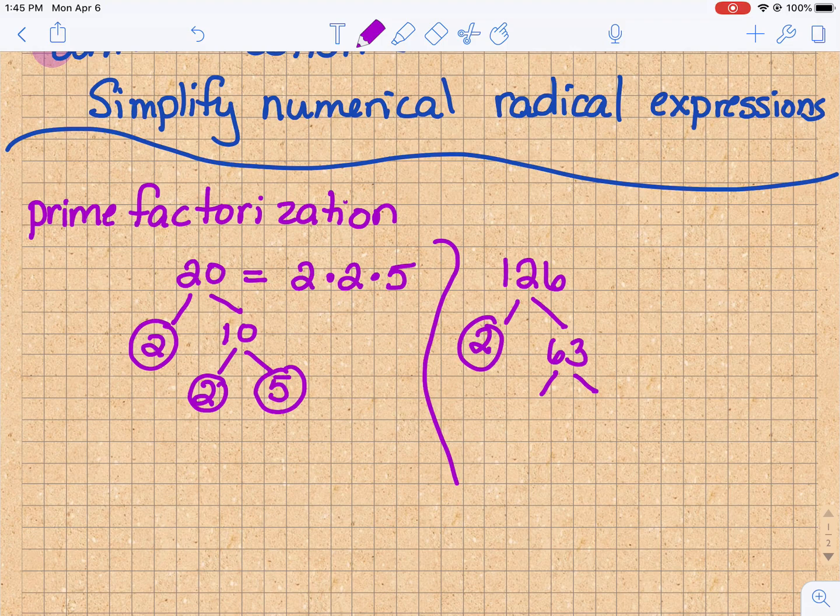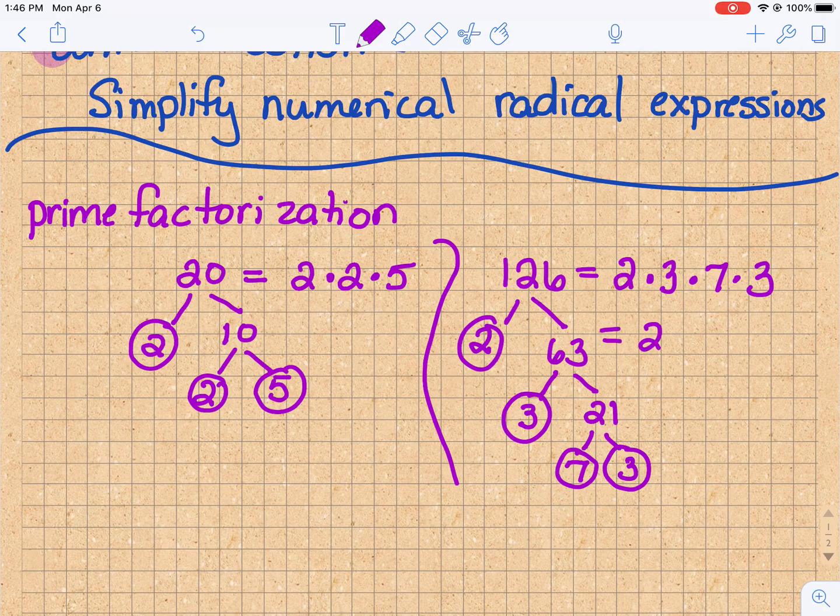So we have 3 and 21. All I did was get a calculator and go 63 divided by 2, that didn't work. 63 divided by 3, that did work. And so I wrote that down. I'm circling 3 because it's a prime number. And then 21 can be split into 7, which is prime, and 3, which is prime. So now 126 can be written as 2 times 3 times 7 times 3. Now if you really wanted to be fancy, you could do 2 times 3 squared times 7. We don't have to do that. I just thought I would show it to you. Okay, so that's prime factorization.